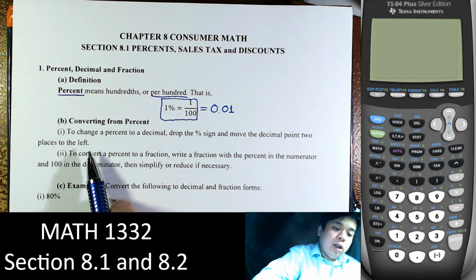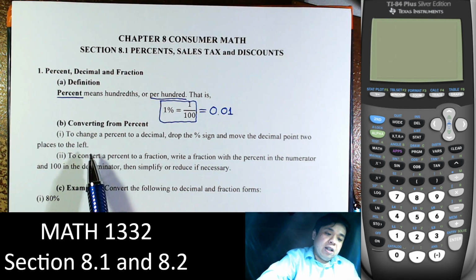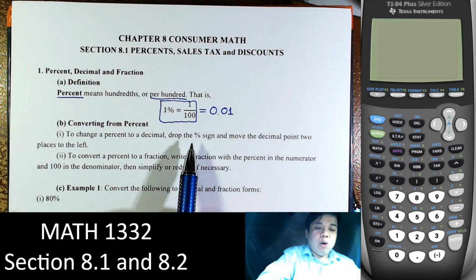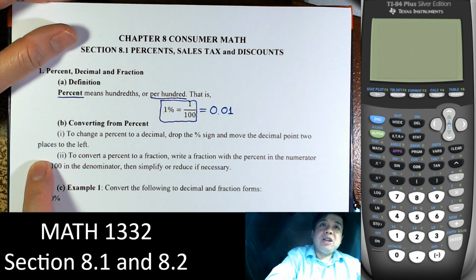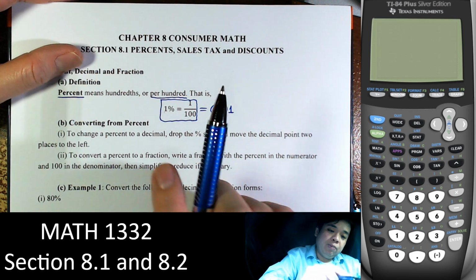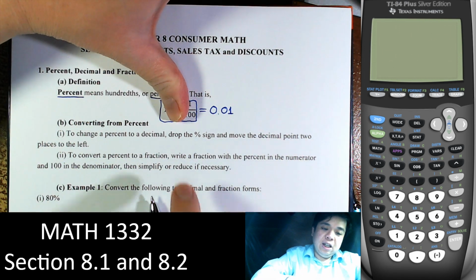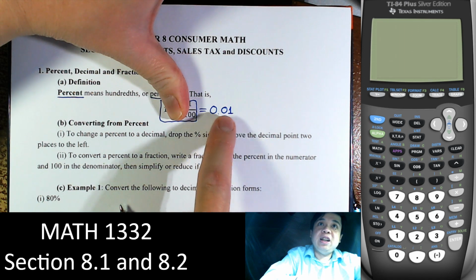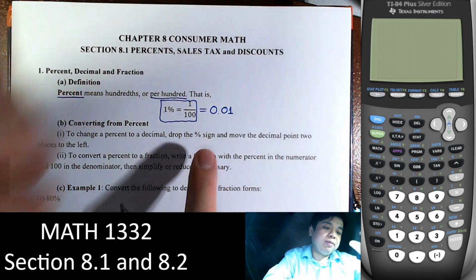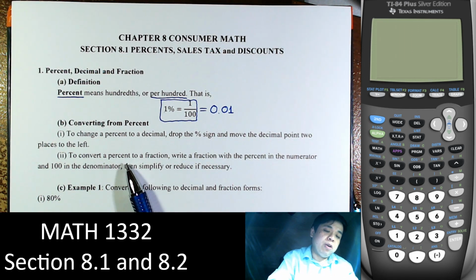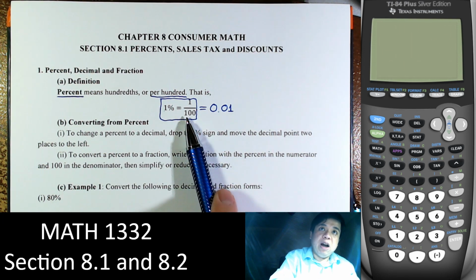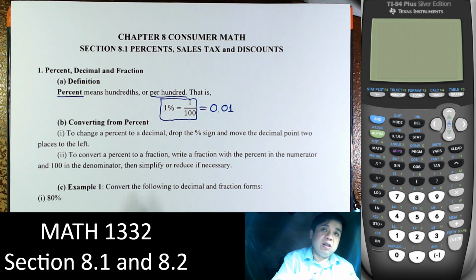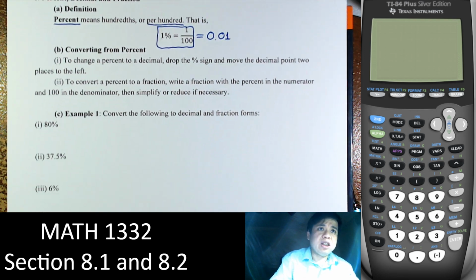So to convert from percent to decimal, we just drop the percent sign and move the decimal point 2 places to the left. That's why we get 0.01. And to convert from percent to fraction, write it as divided by 100 and then reduce the fraction if necessary. Let's look at some examples here.